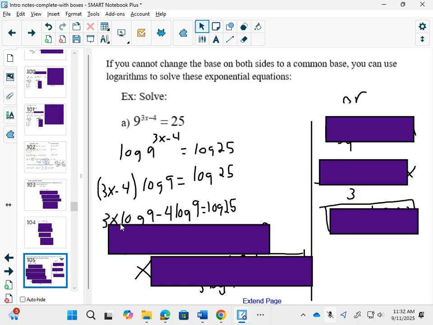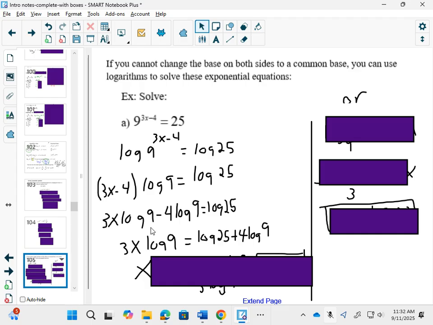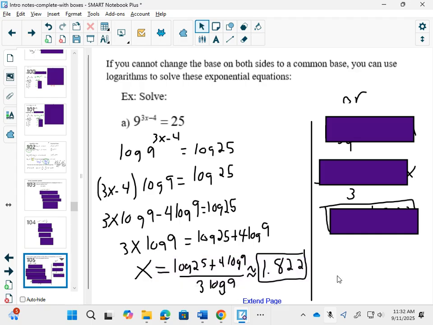I want to get the x by itself, so I'll get the term with the x on one side. Finally, I'll divide. And one of the things that's really nice about getting your answer with your calculator here is once you get your answer, you can plug it right back into the original equation. If it works, you know you got it right.